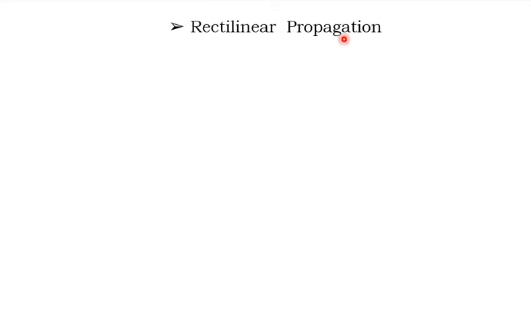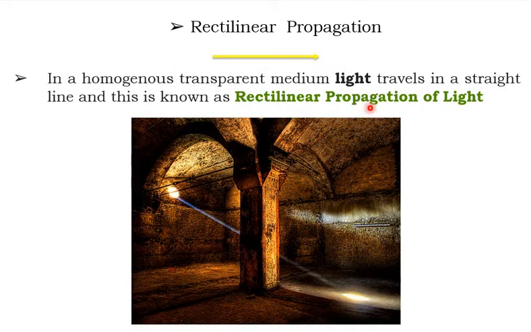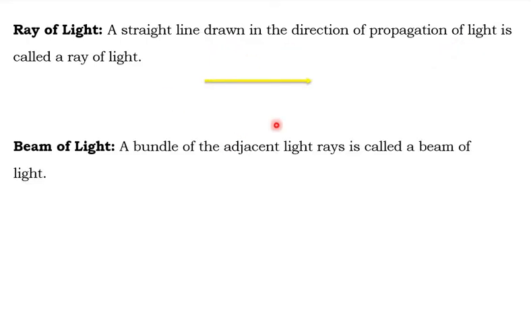Rectilinear propagation of light. We know that light travels in a straight line, and this property is known as rectilinear propagation of light. The image also justifies the same. Light is traveling in a straight line like this. Now, ray of light: a line drawn in the direction of light is known as the ray of light. This is a ray of light. A beam of light is a bundle of many rays, as you can see.